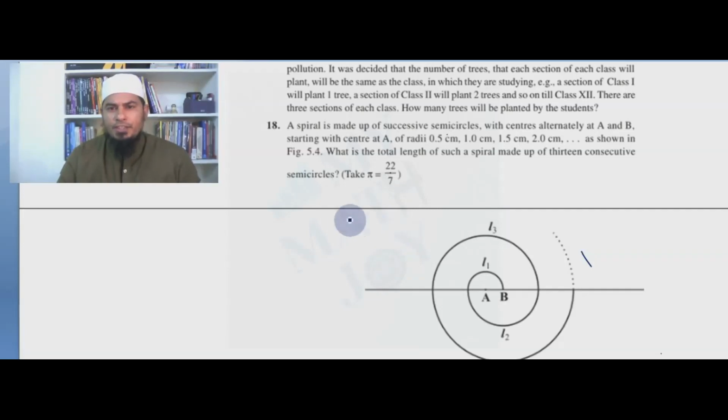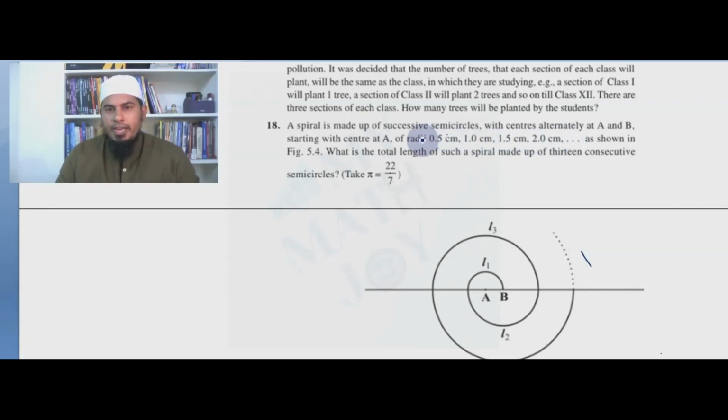Let's move to question number 18. 18 is also a very easy word problem, where a spiral is made up of successive semicircles in this fashion, which is given here. Spiral means circular-like curves. A spiral is made in this fashion where we make first a half semicircle with a certain radius. By increasing the radius, we make another half circle, then increasing the radius from here. In this way, we keep moving, making a spiral.